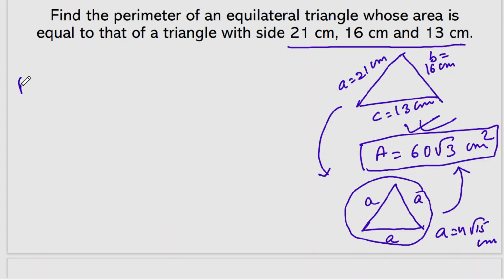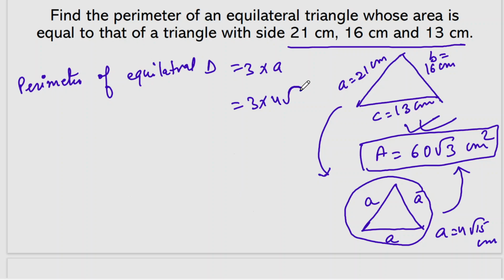So perimeter of the equilateral triangle equals 3 into a. So it is 3 into 4 root 15, so it is 12 root 15 centimeter. So we have got the final value. Okay, next question.